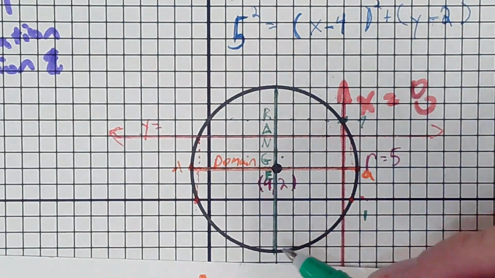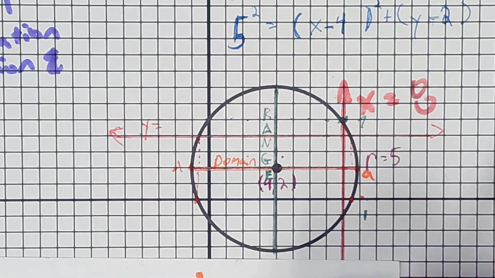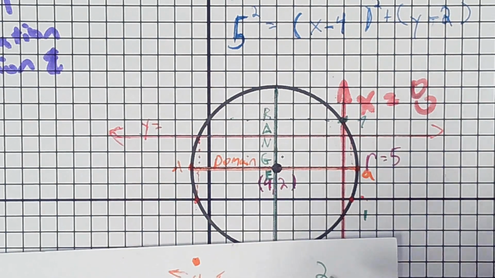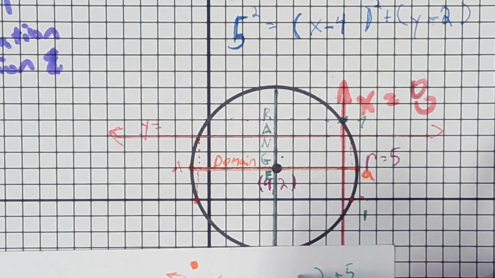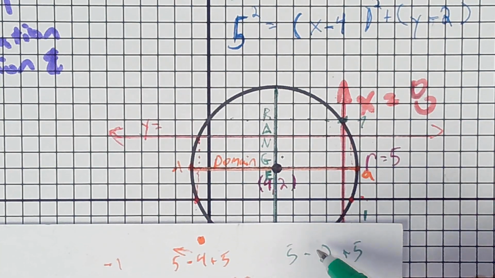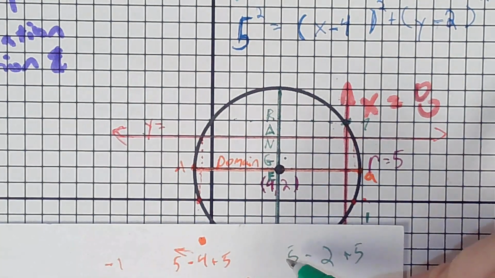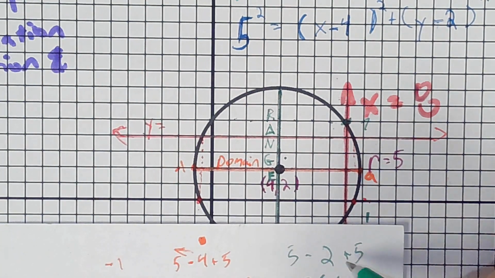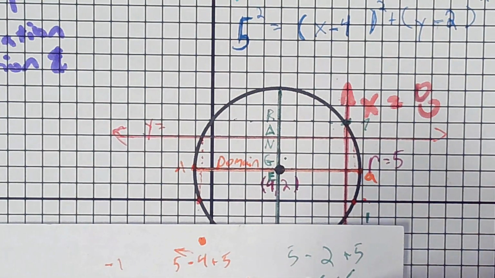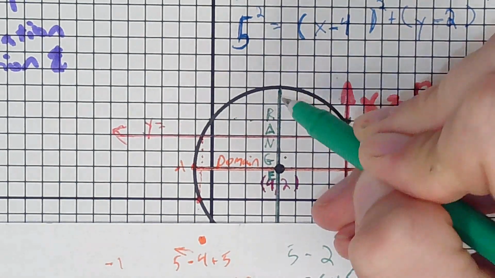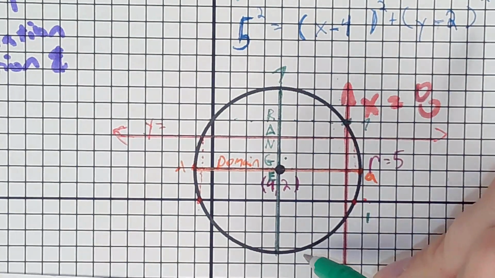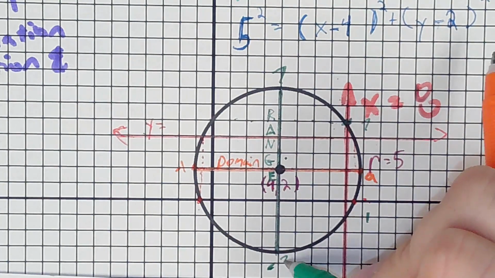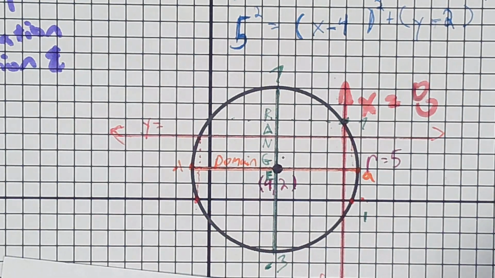My range is going to be, again, starts at 2. My radius is going to go plus my radius and minus my radius. So it's going to be 2 minus 5, so it's going to be negative 3, and 2 plus 5, so it's going to be 7. So I got 7 up here, and 2 minus 5 is negative 3. Right, so that's the intuitive way to look at it right here.